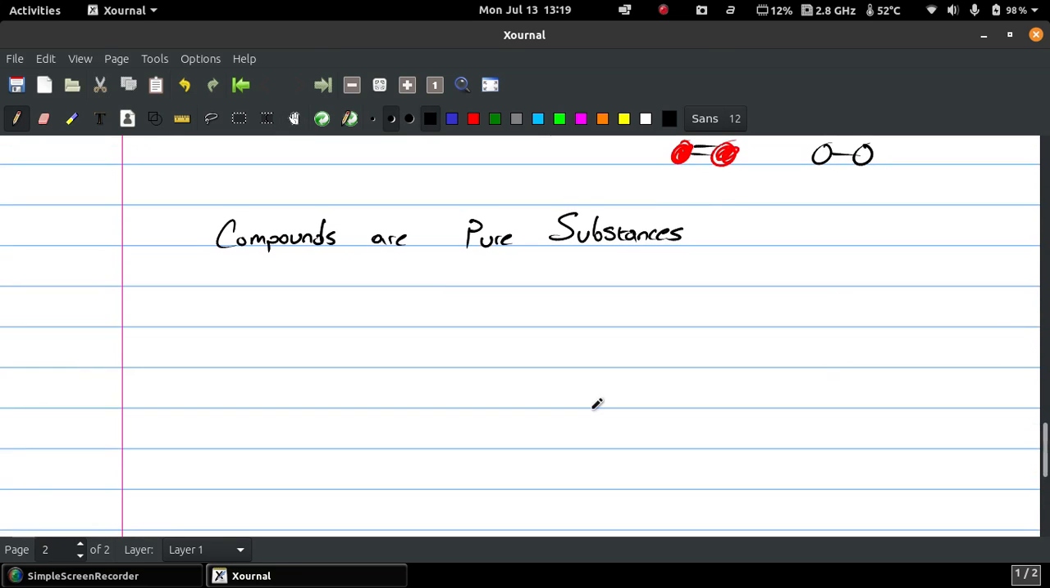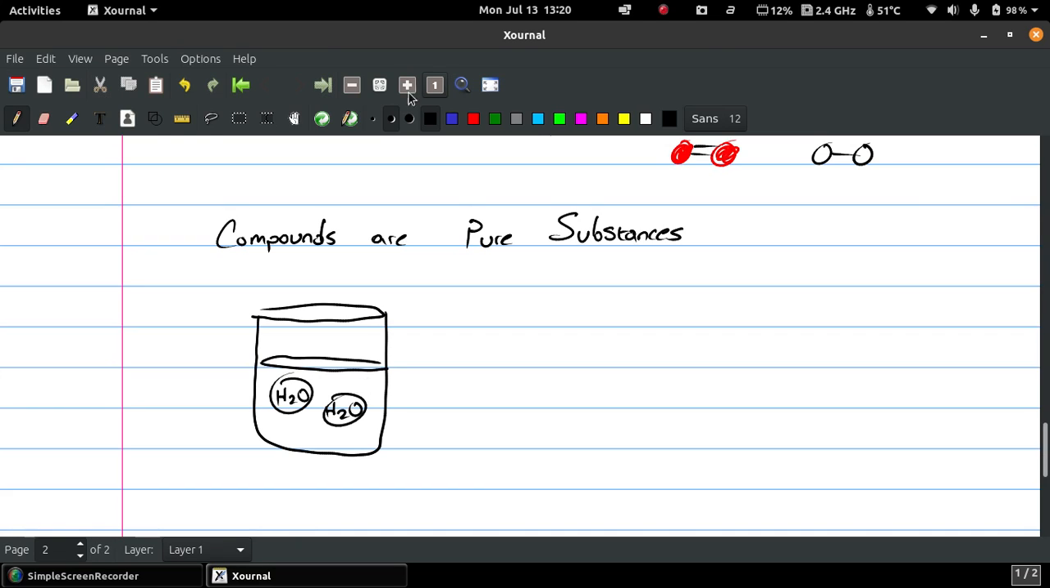So if I were to give you a glass and it had water in it, so I'm going to just write in H2O, and that was the only thing in there. That means that you have a pure substance, because all you have in that glass is water. So this is important for when we talk about mixtures, because mixtures are not pure substances, but there's different classifications of mixtures. So this is all H2O. It's a pure substance.